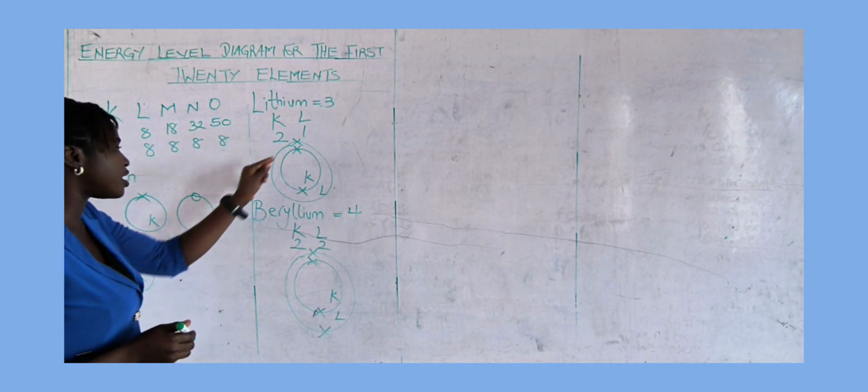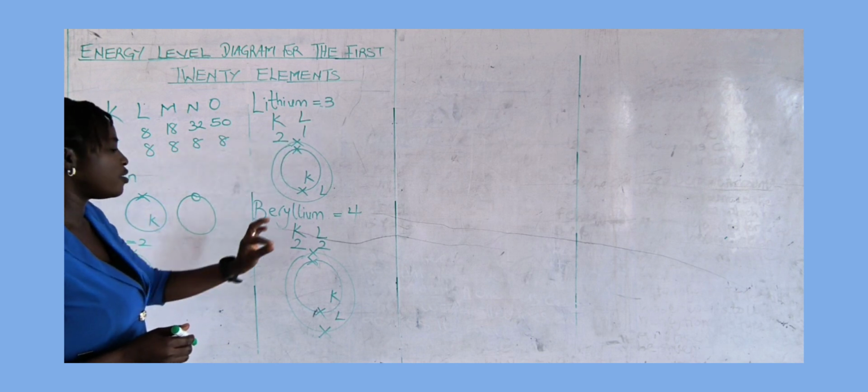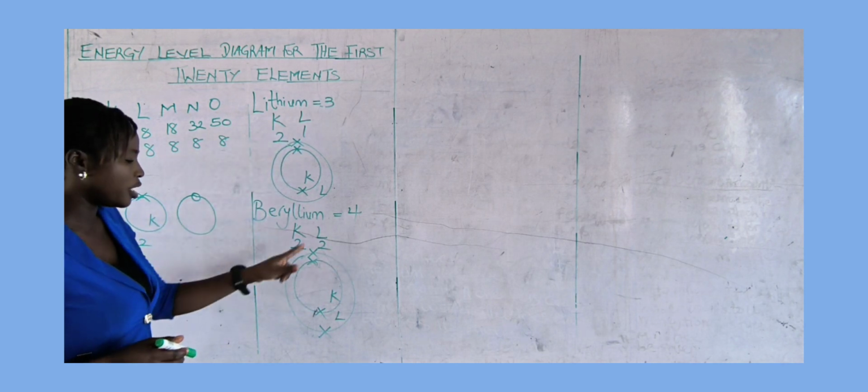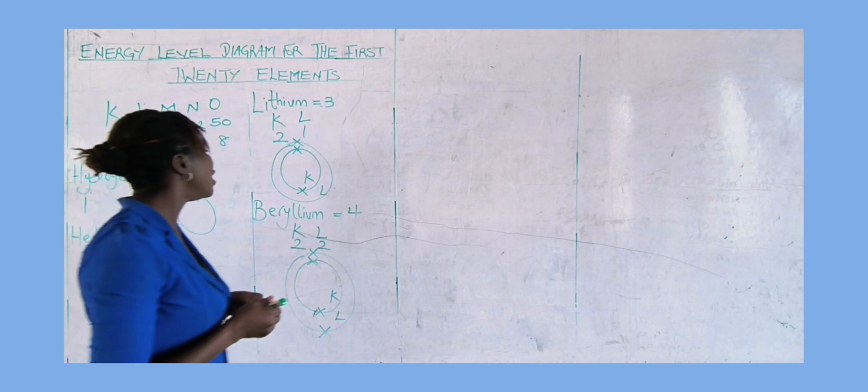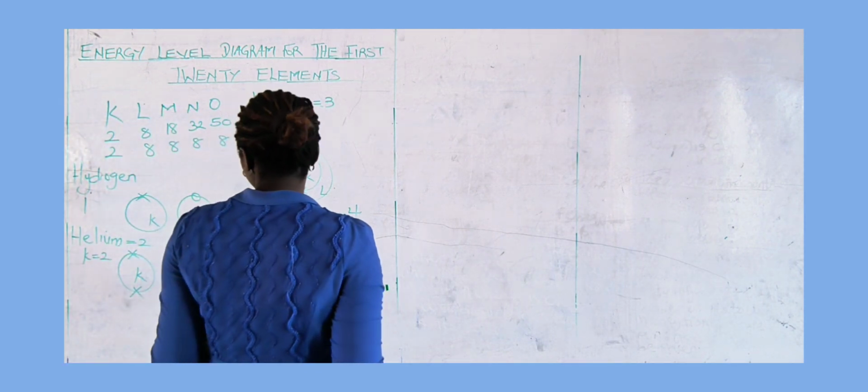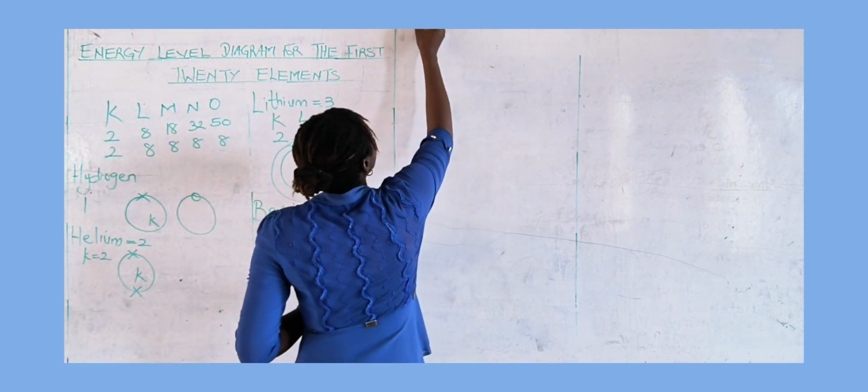Remember, you can as well use a circle. Instead of using your X, you can use a circle to represent the sharing of electrons on the orbital diagram. So let's move to the next one, which is boron.